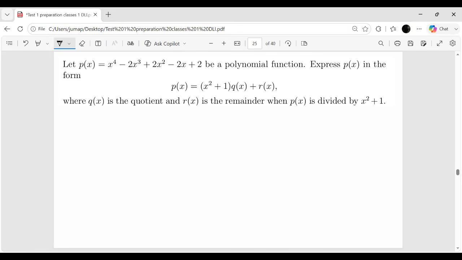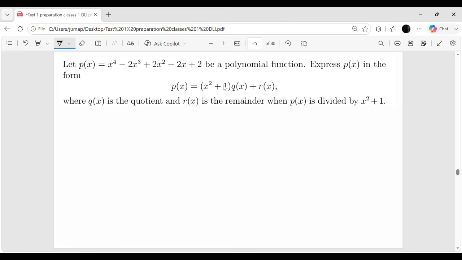So now we go to polynomials. Okay, so in polynomials, we have been told that let p of x be equal to x to the power 4 minus 2x to the power 3 plus 2x to the power 2 minus 2x plus 2. Okay, so this is a polynomial function. Then they're telling us to express p of x in the form of p of x is equal to x squared plus 1, q of x, which is the quotient, then plus r of x, which is just the remainder.